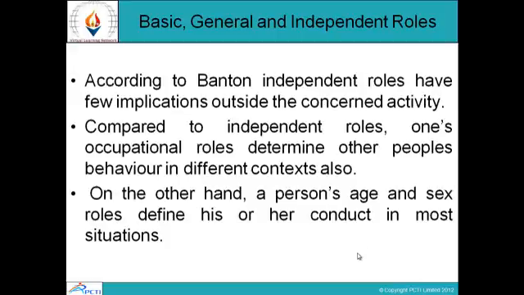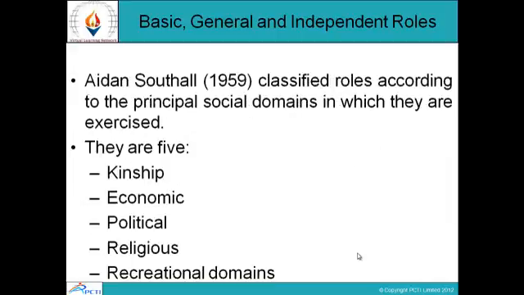According to Banton, independent roles have few implications outside the concerned activity. Compared to independent roles, one's occupational roles determine other people's behavior in different contexts also. On the other hand, a person's age and sex roles define his or her conduct in most situations. So whatever age or gender the person is defines his or her conduct and behavior in most of the situations.